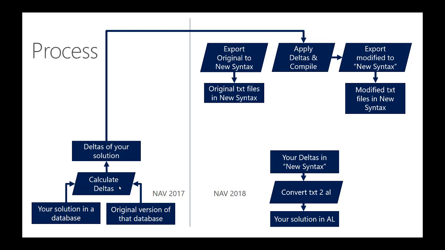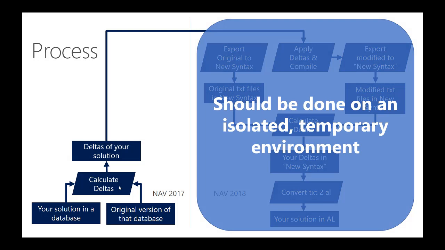We need to have the modified text also in new syntax. So we need the original NAV 2018 text files and also the modified text files in new syntax. And based on those two sets of objects, we then calculate deltas. And the result of that is the deltas in the new syntax, which can then be used to convert to AL objects. All of this is done in an isolated temporary environment. So I'll show you in the demo the creation of such a temporary environment, and then we run through all the steps to create those AL files.